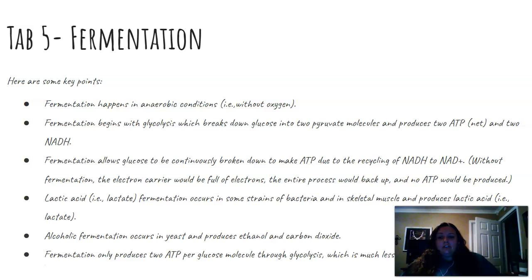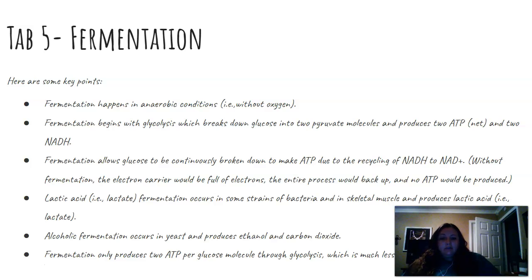And so fermentation allows glucose to be continuously broken down to make ATP due to the recycling of NADH to NAD+. Without fermentation, the electron carrier would be full of electrons. The entire process would back up and no ATP would be produced. So yes, you need fermentation. But if you do not give your body enough oxygen, then it gets to the point where it builds up lactic acid, in other words, lactate.